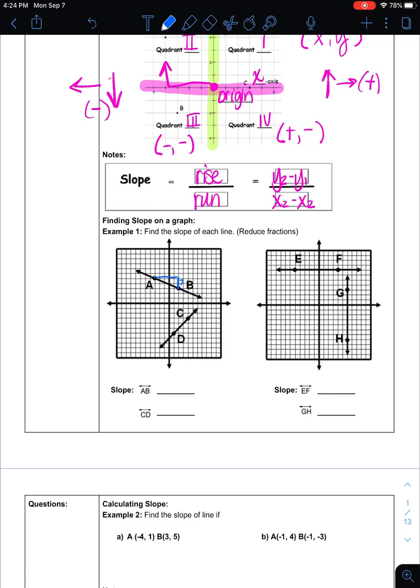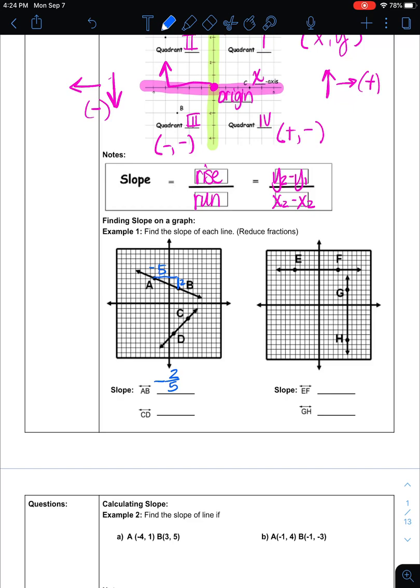So I rose 2 and I ran 1, 2, 3, 4, 5 backwards to the left. So I went up and to the left. So the slope of AB would be your rise over your run, and it's negative. I always put the negative in the middle or on the top. I don't ever put it on the bottom.